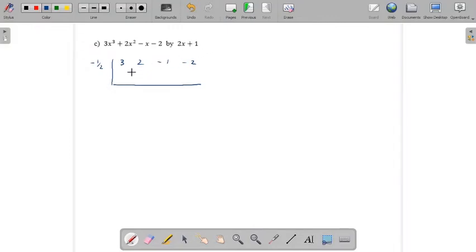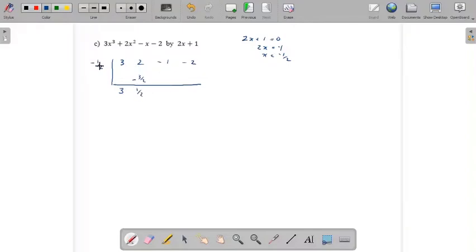Okay, if you're wanting to work that out, you could just say 2x plus 1 equals 0 and then solve the equation. So we get 2x equals negative 1 and then x will equal negative 1 half. Okay, so that's our number that we have here. All right, let's go through the same process. So we bring down our 3 and then go 3 times negative a half, which would be negative 3 over 2, then add these. So negative 1.5 plus 2 would be 1 half.